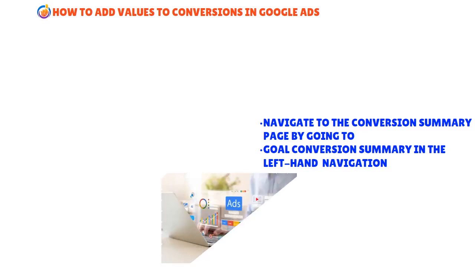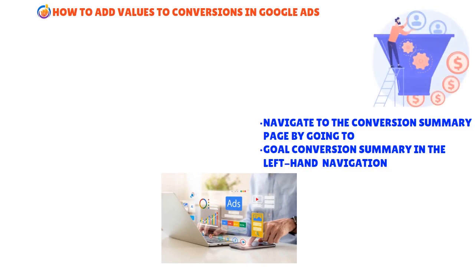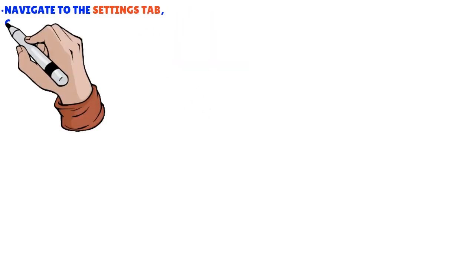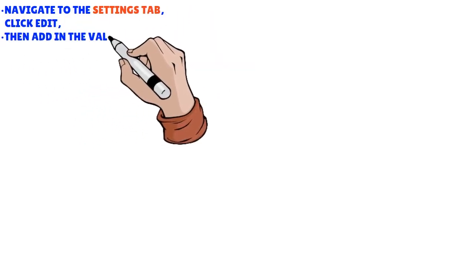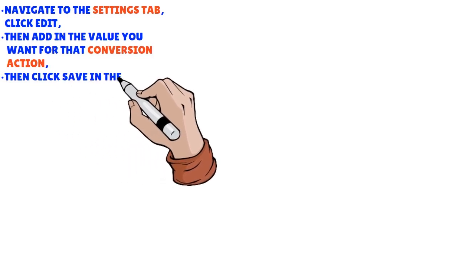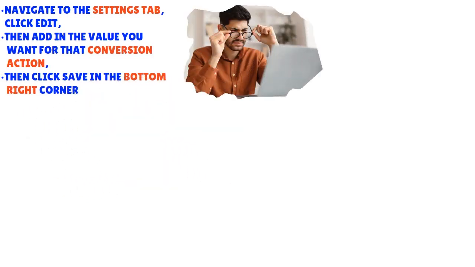So if you are creating a new conversion action, then value will be one of the settings that you can add in the conversion setup process. But if you are updating the value in an existing conversion action, all you have to do is click on the conversion action name, navigate to the settings tab, click edit, then add the value you want for that conversion action, and then click save in the bottom right corner. So it's pretty straightforward, nothing really complicated here, okay?